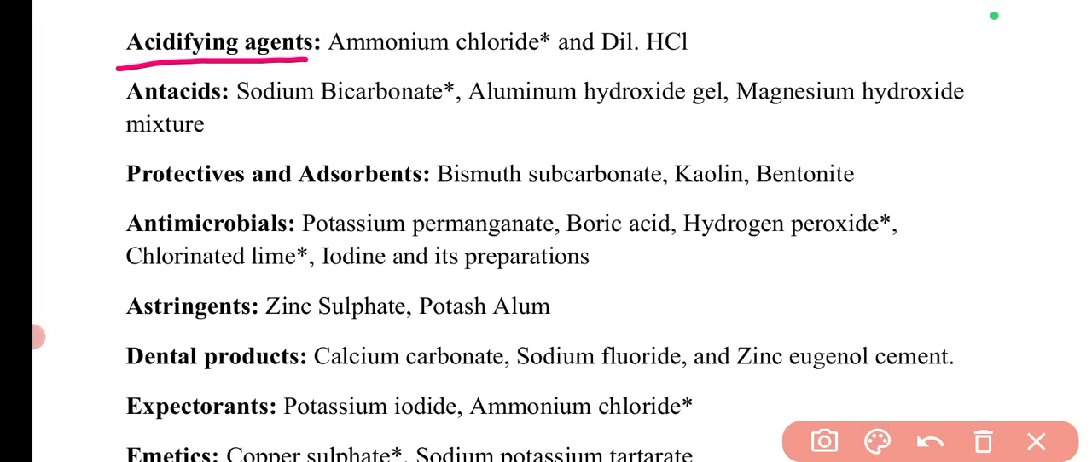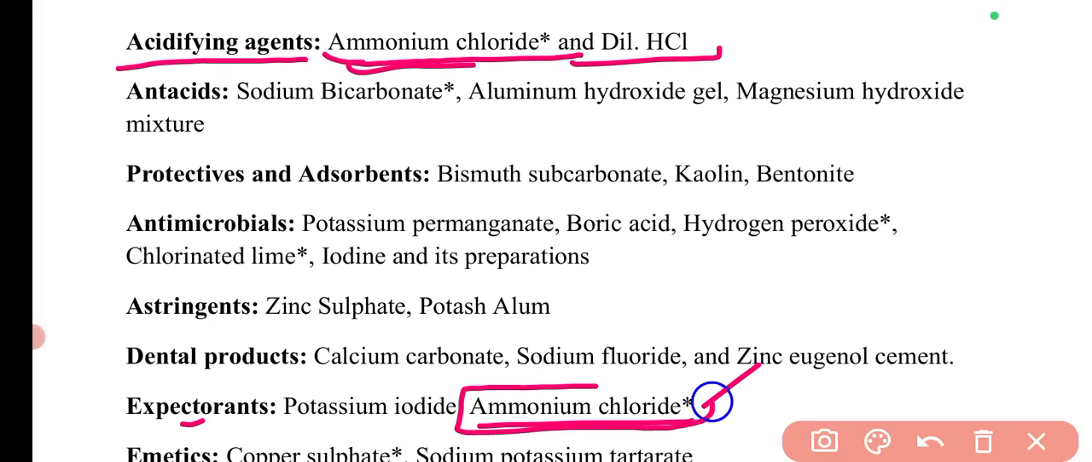So first is acidifying agent. Here you can see ammonium chloride and dilute hydrochloric acid. Ammonium chloride is also used as an expectorant here, if you can see. So there are multiple uses of one compound. Mostly for the few compounds that have specific uses, you need to remember them. Here, ammonium chloride: this question has been asked previously, like what is the use of ammonium chloride, or which of the following is used as an expectorant. So ammonium chloride you need to remember.